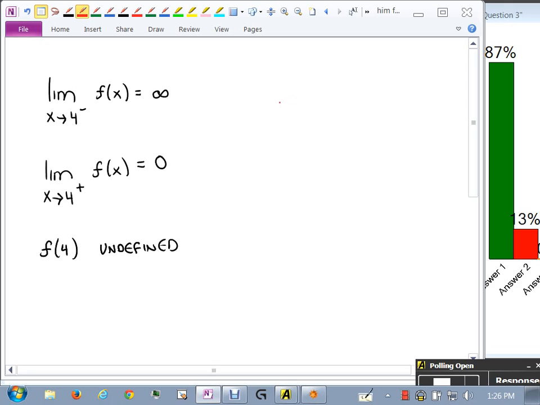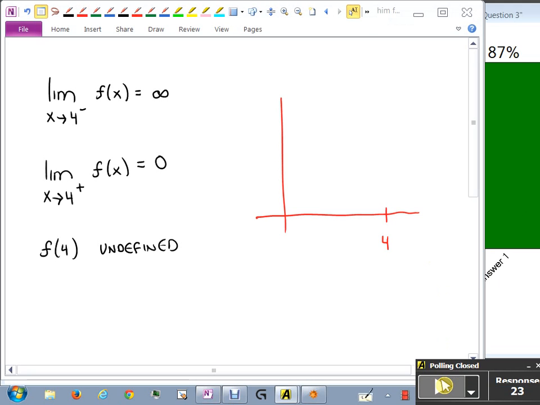So here we go. 4 is out here somewhere. I like to put this imaginary sort of line through this. You don't have to. It just maybe helps you see where your function has to eventually go to here.